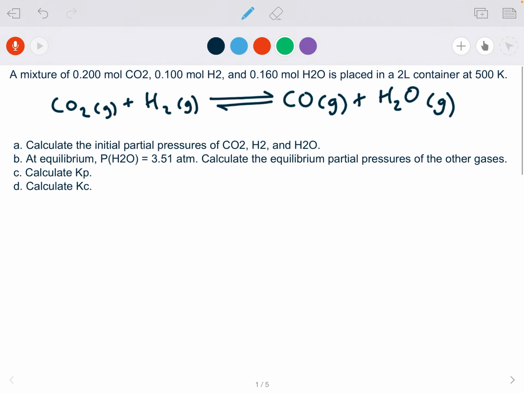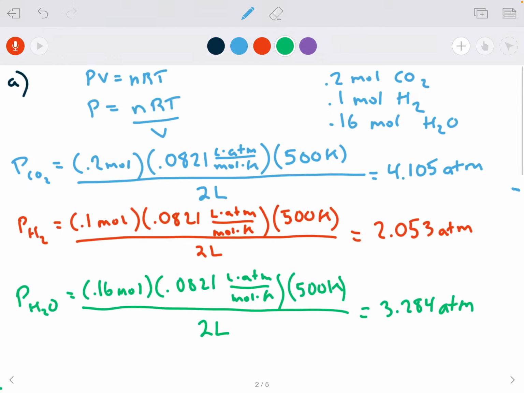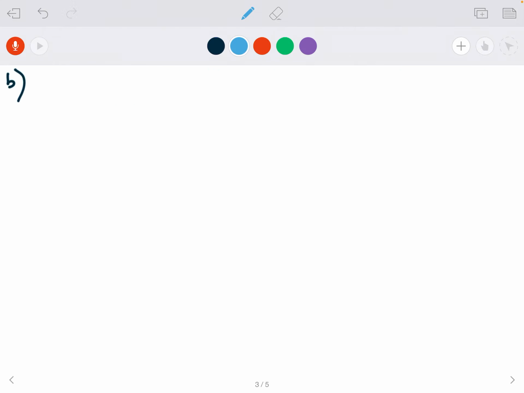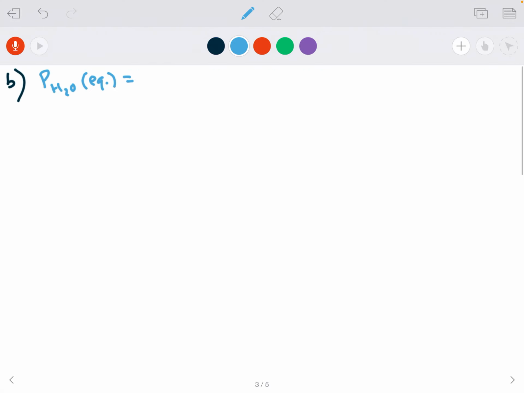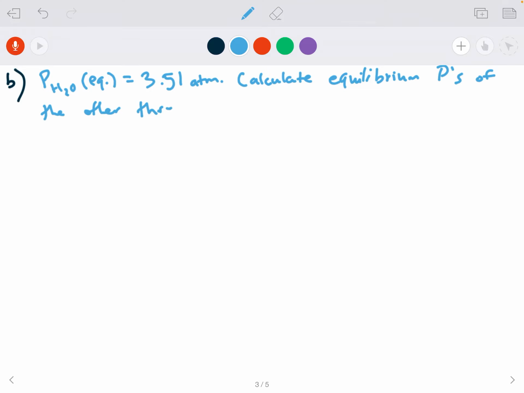So then part B now. The information we're given for part B is that at equilibrium, the pressure of H2O is 3.51 ATM. So the pressure of H2O at equilibrium is equal to 3.51 ATM. And it's calculate the equilibrium pressures of the other 3 gases. So this is where the ice table is going to come in now.